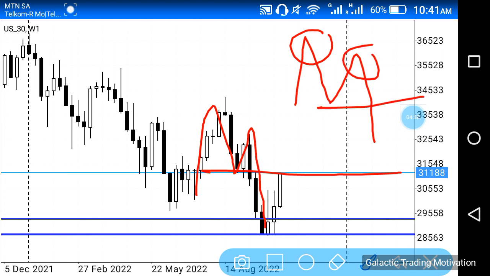And we can see that price closed below the neckline and then went back to the neckline to test it, right, as you guys can see. So we might potentially be looking for selling opportunities at this point, right?